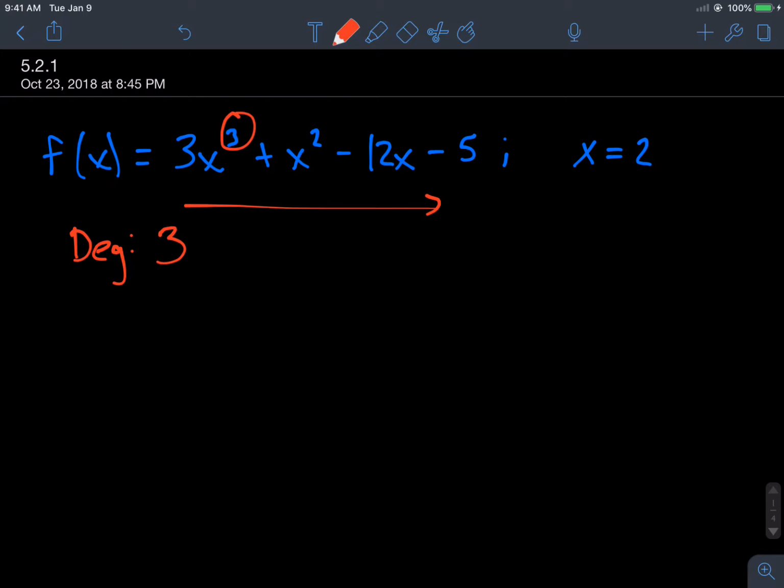A quadratic would be a second degree polynomial because the highest power is x squared. An equation that gives us a line would be first degree because we have mx plus b. The highest power is x to the first, so that would be first degree. So the degree, again, is just the highest power.